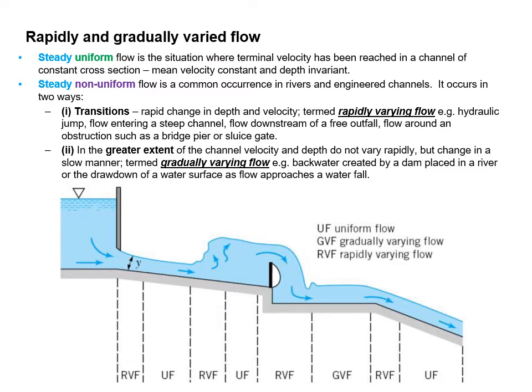In steady non-uniform flow, this is a common occurrence in rivers and engineered channels, and it occurs in two ways. Transitions, where there's a rapid change in depth and velocity, this is termed rapidly varying flow, and an example is a hydraulic jump or flow entering a steep channel. In the greater extent of the channel, the depth might not vary rapidly, but changes in a very slow manner, and this is what we call gradually varying flow. For example, the backwater created by a dam placed in a river, or the drawdown of a water surface as flow approaches a waterfall.